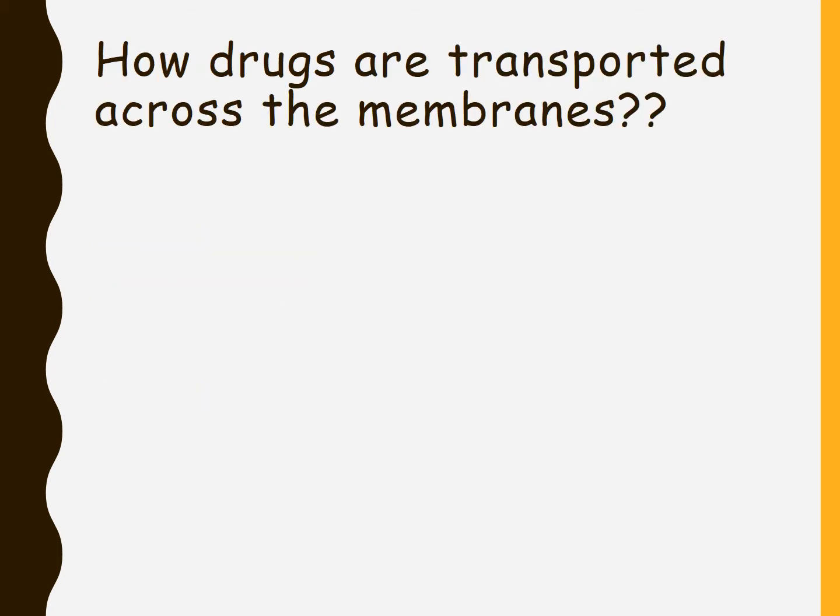So how are drugs transported across the membrane? In your previous classes, in your +2 classes, you have studied that all the biological membranes are lipid bilayers. All the biological membranes in our body are lipid bilayers, that means they are made of lipid. And how will the drugs pass these membranes? First of all, by passive diffusion. Passive diffusion means the movement of something according to the concentration gradient.